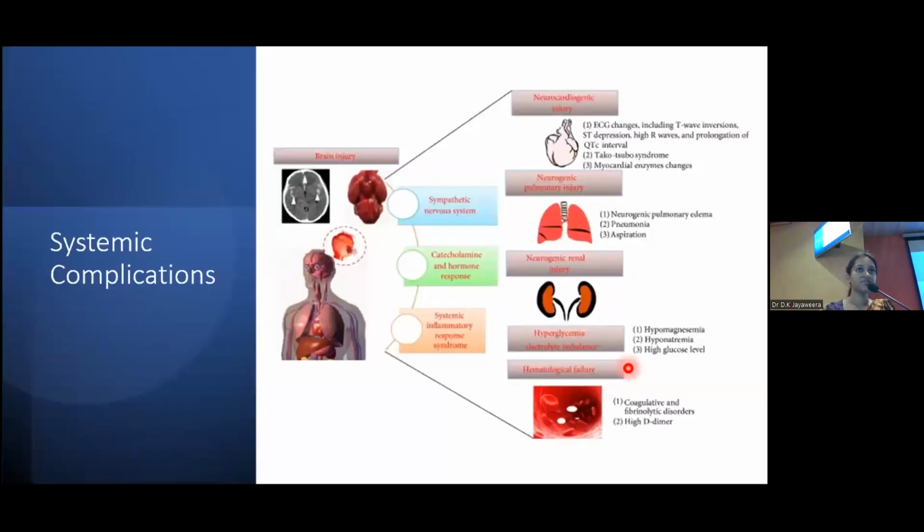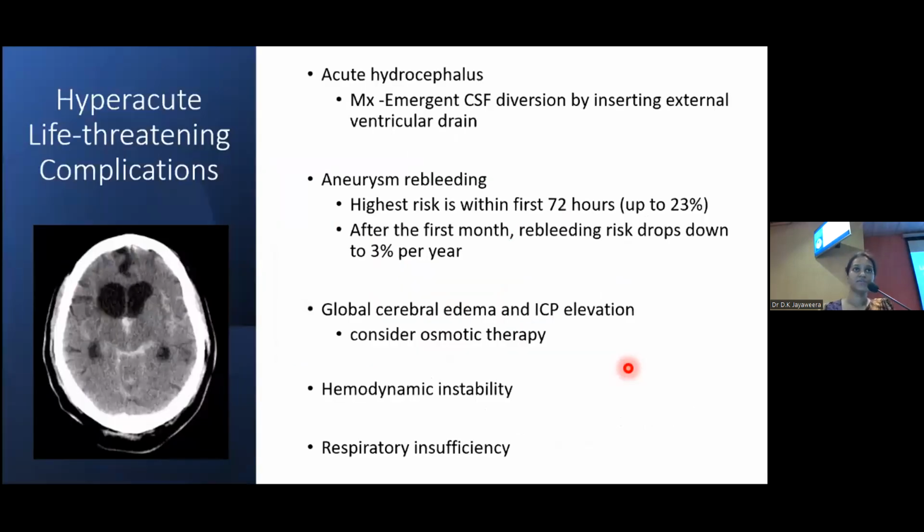So it is not only within the brain, but there are several important systemic complications as well. With the SAH rupture, there is a sudden catecholamine surge, and that can cause neurocardiogenic injury. That can cause a myocardial stunning, something like a Takotsubo cardiomyopathy. In addition, there can be ECG changes such as QT prolongation, deep inverted T waves, which are known as cerebral T waves, and also there can be troponin elevations as well. And not only that, there can be neurogenic pulmonary injury, AKI, and metabolic disturbances such as hyponatremia and even DI. So these are the life-threatening hyperacute complications.